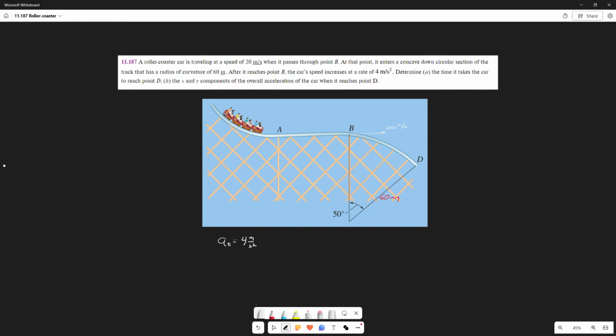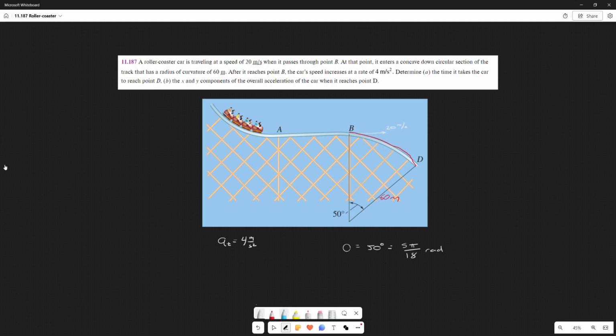Now for part A, we want to find the time it takes the car to reach point D. The way I attacked this problem is I first found the total distance traveled as the car goes from B to D. So B to D is a section of the circle. The opening angle is 50 degrees, so we have a theta of 50 degrees. And this angle, in radians, is 5 pi over 18 radians.